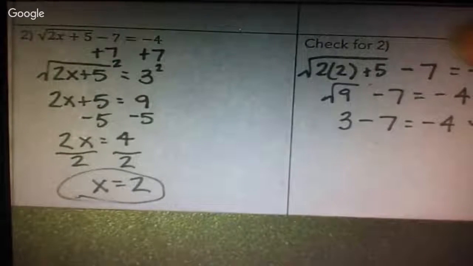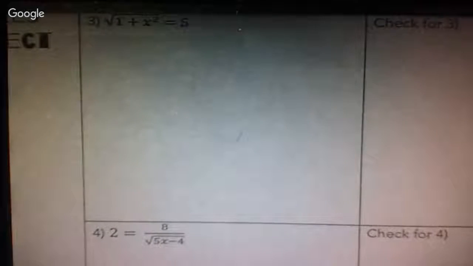Okay. Yes, Kate. Can you just find the square root instead of multiplying it? Instead of squaring it.